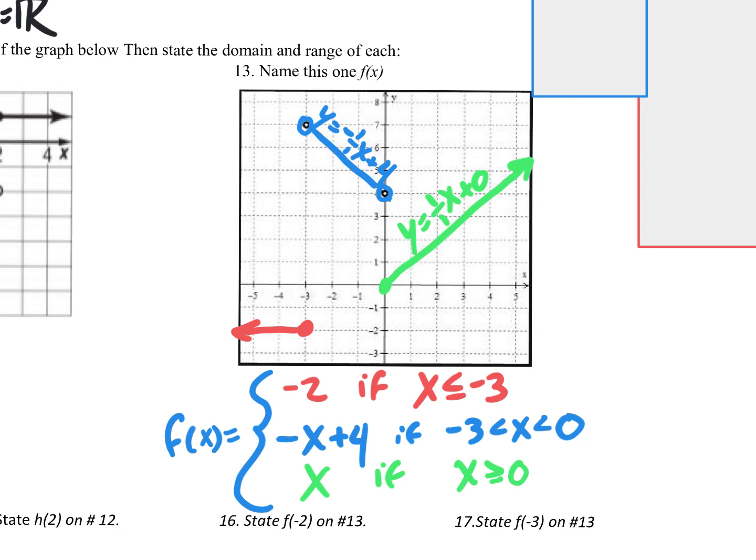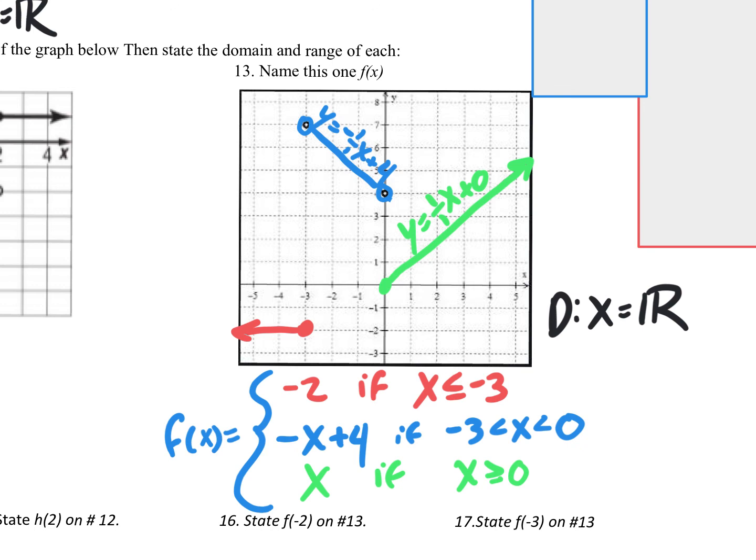Now, I do want to mention this, the domain are your x values. Does it go to the left forever? Yes, the red line shows that it goes to the left forever. Does it go to the right forever? Yes, the green line shows that it goes up and to the right forever. So yes, all real numbers. There are no missing gaps. What do I mean by missing gaps? Here's an open dot. This one's a solid dot. There's no missing gaps. If it were open and open, they'd have something missing. You'd have to do something else.